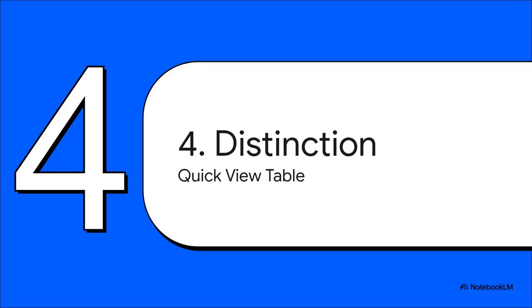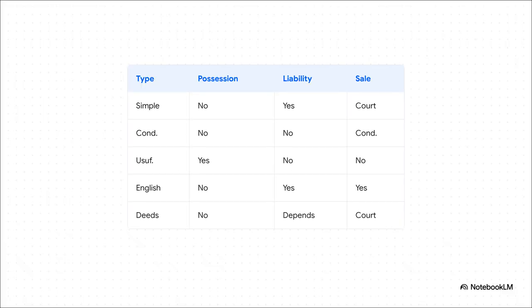Now we arrive at heading number 4. 4. Distinction Quick View. Listen carefully. Drawing a comparative table is the ultimate exam strategy. This is how you grab those final few marks to turn a good answer into an outstanding one. Let's systematically read across this table row by row.